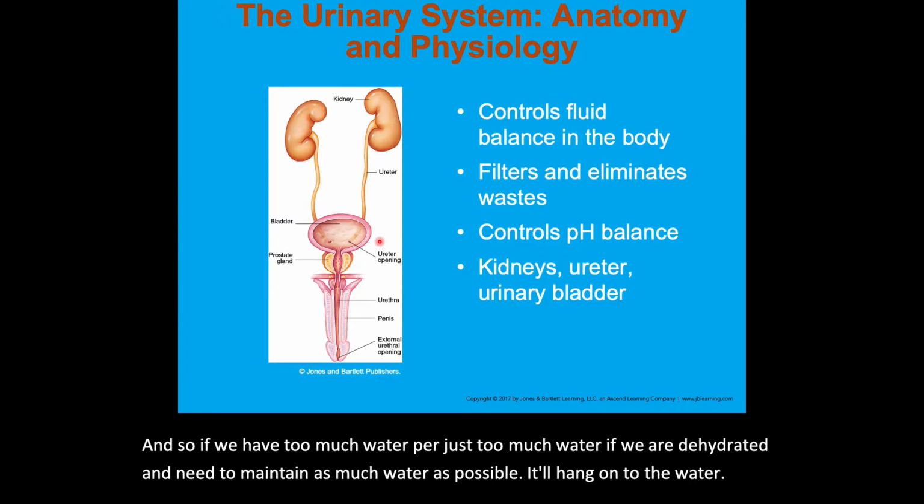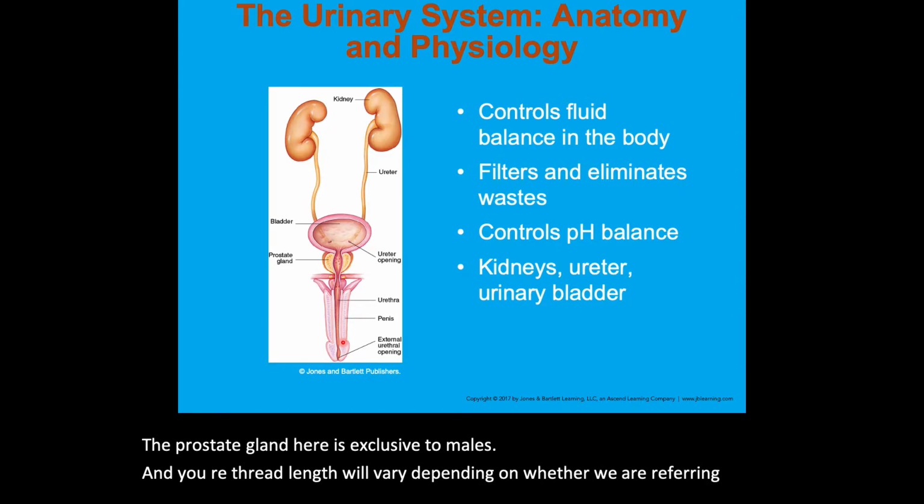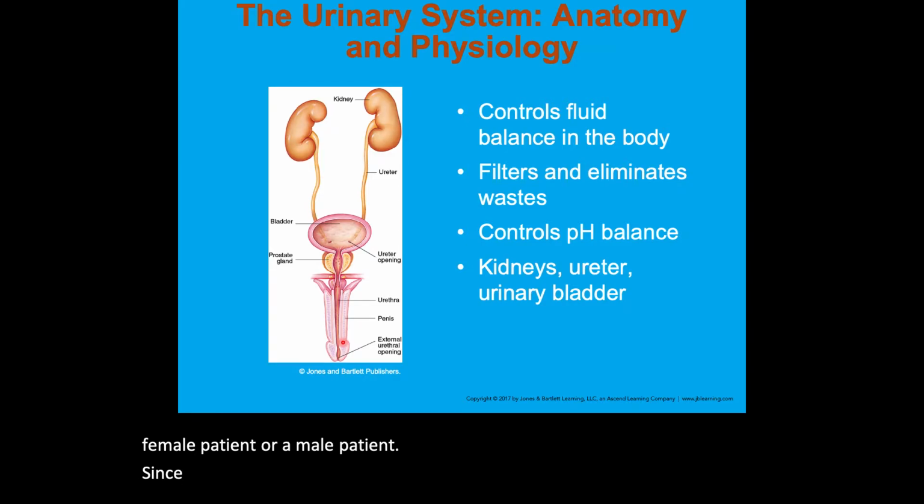The major organs that the urinary system contains in all patients are the kidneys, the ureter, bladder, and the urethra. The prostate gland here is exclusive to males, and urethra length will vary depending on whether we are referring to a female patient or a male patient. Since female genitalia is mostly internal, their urethra tends to be shorter compared to males.